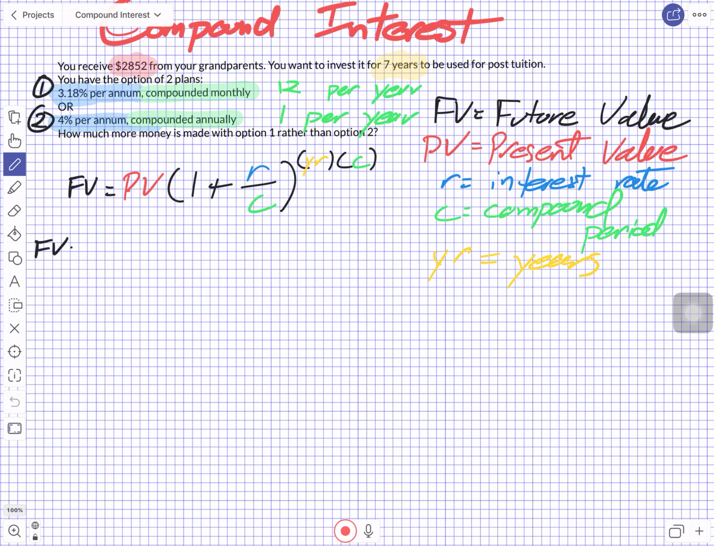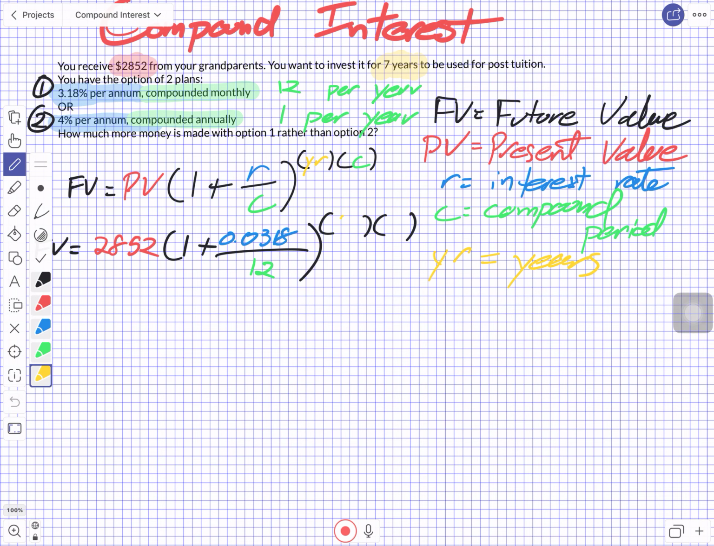So future value, which is unknown, is equal to the present value, and the present value, like we said, is $2,852 multiplied by 1 plus the interest rate. Now, interest rate can't be written as a percentage. It has to be written as a decimal. To turn a percentage into a decimal, you divide by 100. So we do 3.18 divided by 100, and that's going to give you 0.0318 divided by, we said the compound period is 12 times per year, so we put in the value of 12. To the power of our years, 7 years, and again, the compound period is 12.